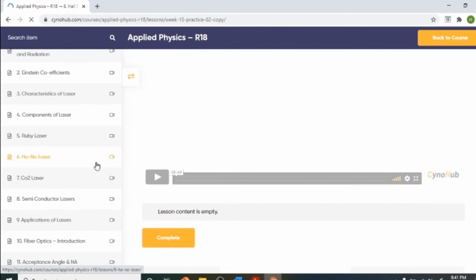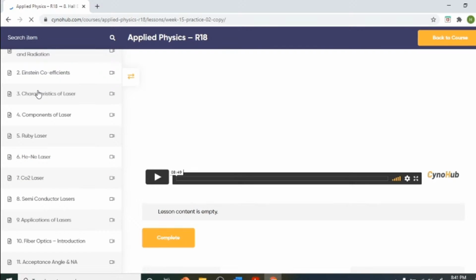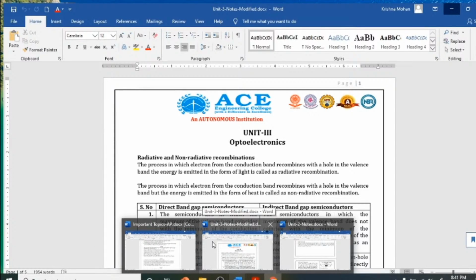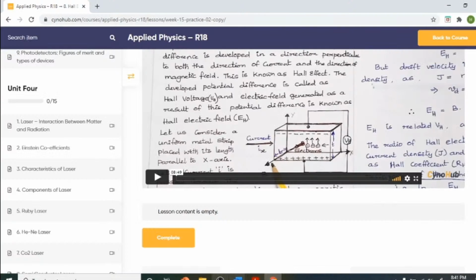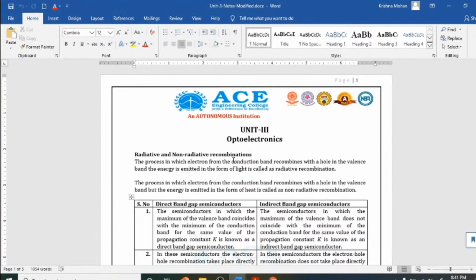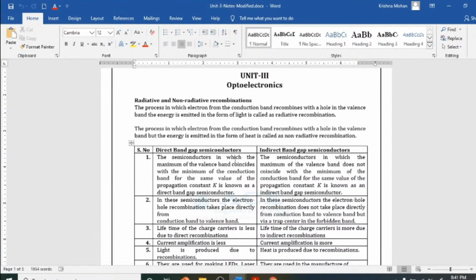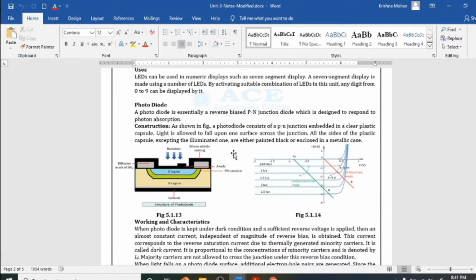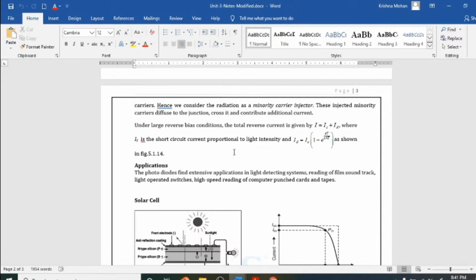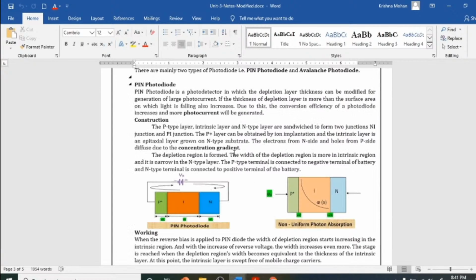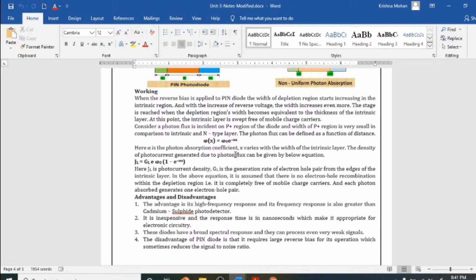Now I will be moving on to the third unit. Because we are not very much interested in it, we are going to skip the third unit. If you want, you have everything about the third unit on the website. It is Optoelectronics, where you would have direct and indirect band gap semiconductors, the transitions, the light emitting diode and its applications, then photodiode and solar cell. Photodiode types also include the avalanche photodiode and the PIN diode. These are the 5 topics.